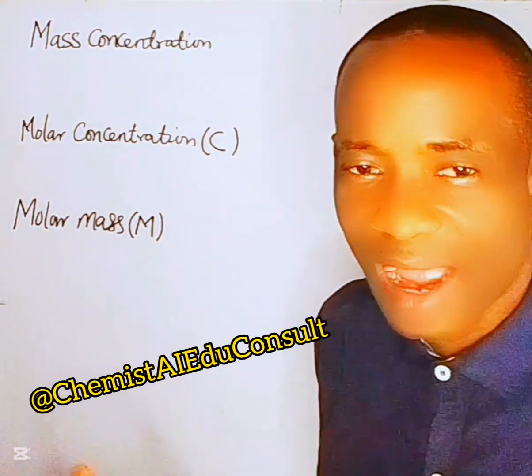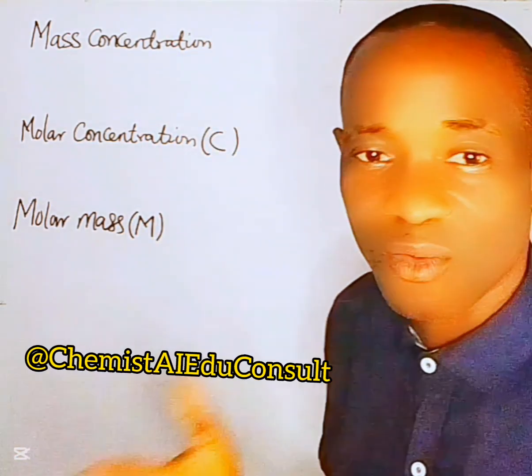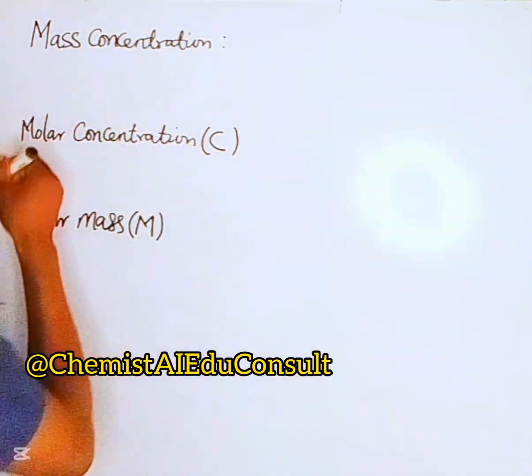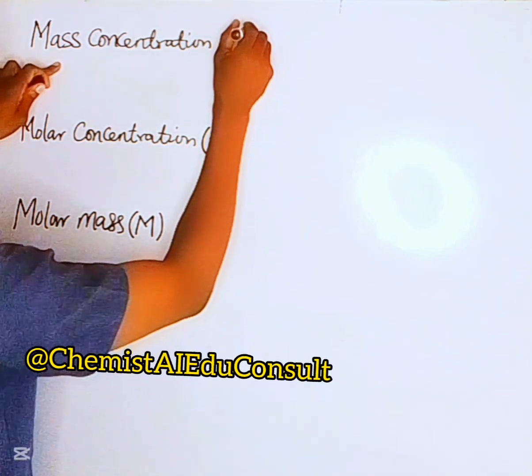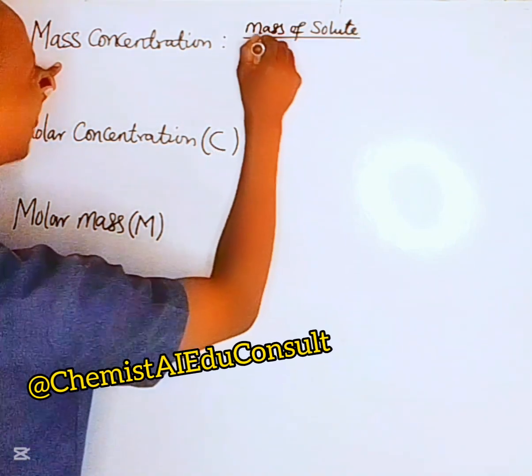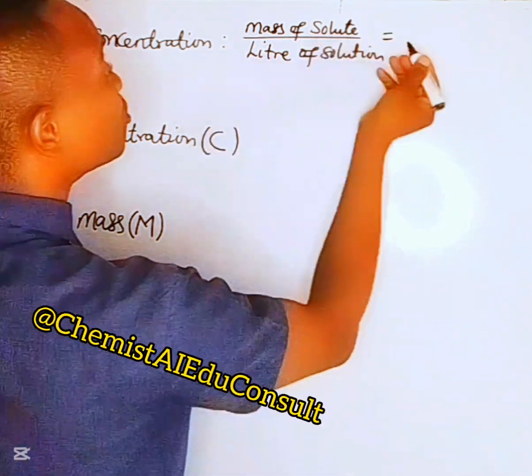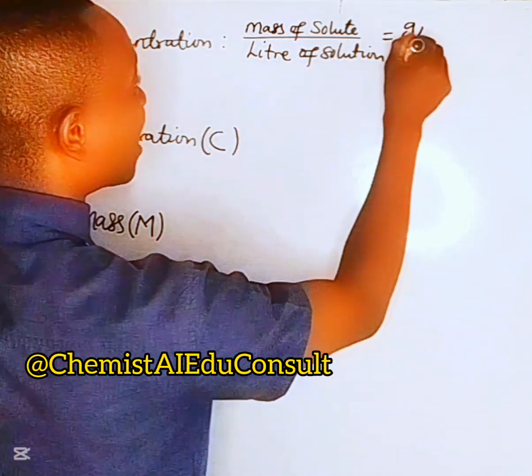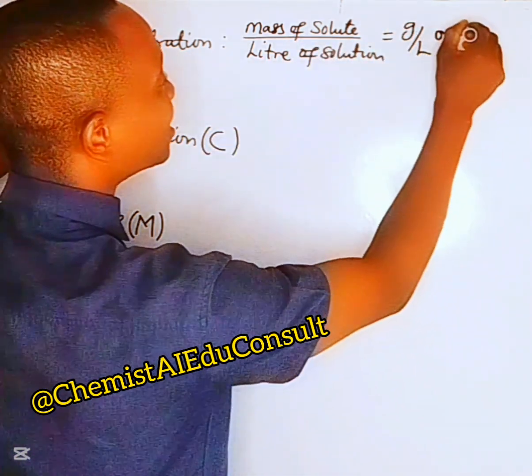You can easily define these three things by the way they sound. So mass concentration is the amount in gram, that is mass of solute, per unit liter of solution. The unit is gram per liter. Or you express it like this.